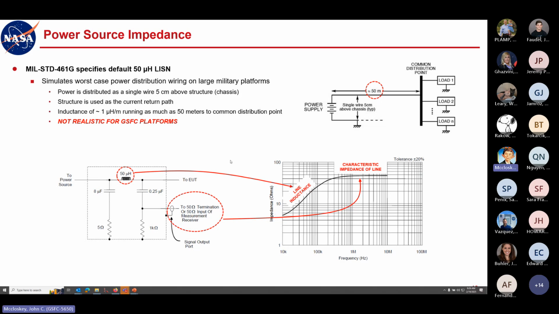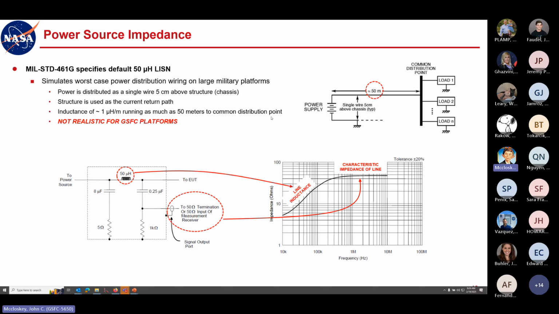Now, this 50 microhenry LISN is intended to simulate the worst case power distribution wiring on large military platforms. So remember, it's a MIL standard. It's intended for military platforms, aircraft carriers, what have you. Spacecraft are included in it, but they're included as one item of many. So the MIL standard is covering a large variety of platforms, of which spacecraft is just one part.